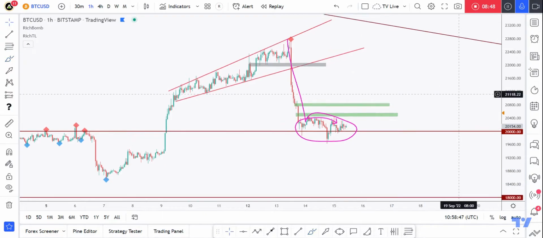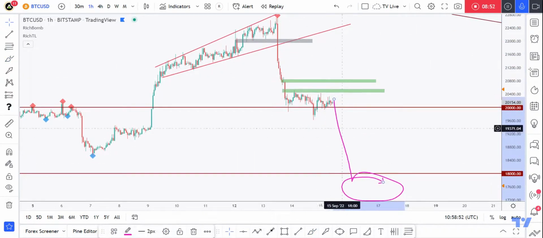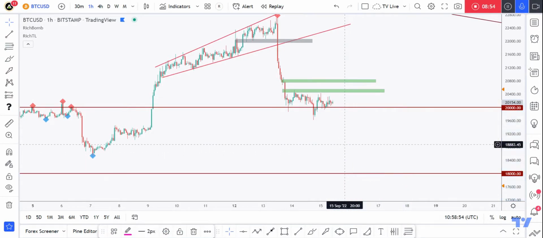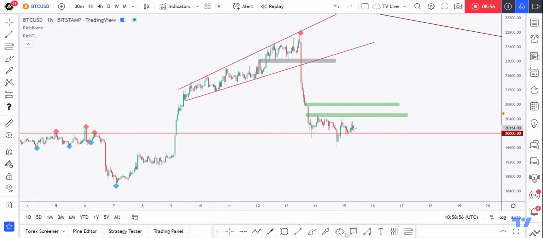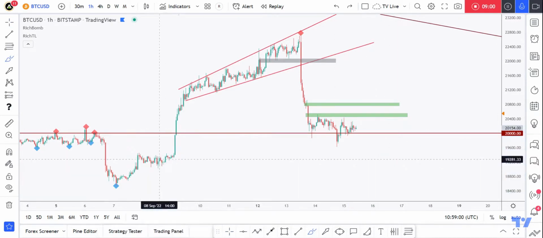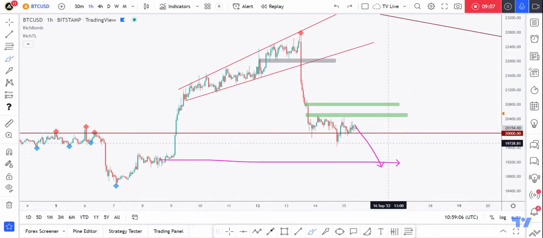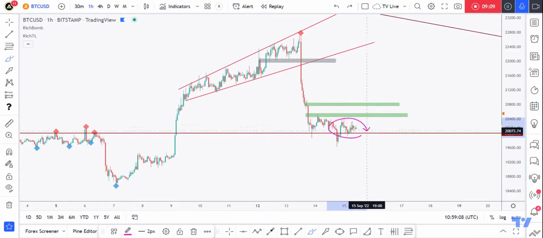In this case, we'll be expecting a projection of this one, just like right here, till around the lower band or inside the support. But even if we trade lower from here, we would still be inside the support zone. We also have a demand zone right here, so we might trade lower and then the bulls will take over. In this case, I would like to see a break above the 20k because it's a strong round number. For now, we are still fine, still sitting above the 20k.